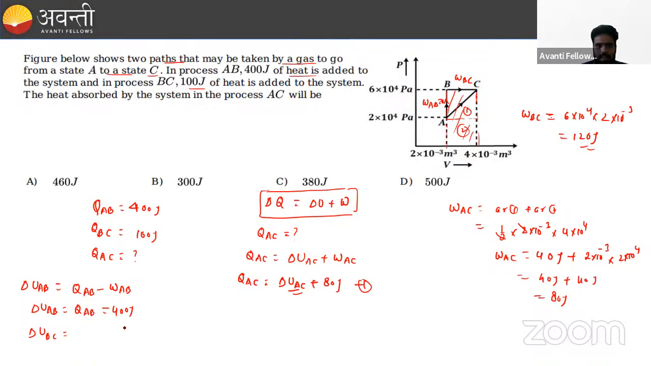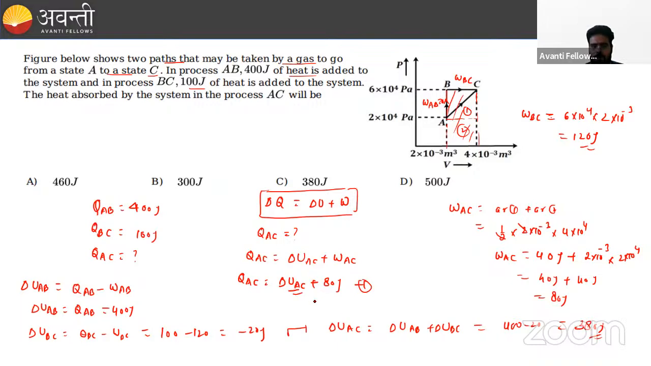Correct. So in this manner, delta UBC can be written as QBC minus WBC, and this value will become 100 minus 120, that is minus 20 joule. So the internal energy along path AC must be equal to internal energy along path AB plus internal energy along path BC. This value will become 400 minus 20, which is 380 joule. Put this value in equation 1. QAC can be written as 380 plus 80, and the answer will become 460 joule.